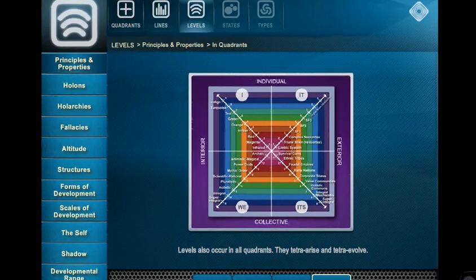Levels also occur in all quadrants. They tetra-arise and tetra-evolve. Levels in one quadrant tetra-emerge with levels of identical complexity in the other quadrants.